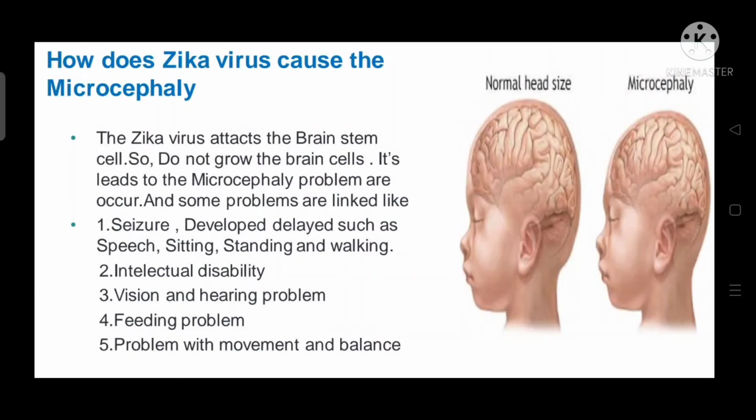How does Zika virus cause microcephaly? The Zika virus attacks the brain stem cells, so the brain cells cannot grow. This leads to microcephaly, and some linked problems occur, like seizures, developmental delays such as in speech, sitting, standing, and walking, intellectual disability, vision and hearing problems, feeding problems, and problems with movement and balance. The second picture shows microcephaly, the small head size.